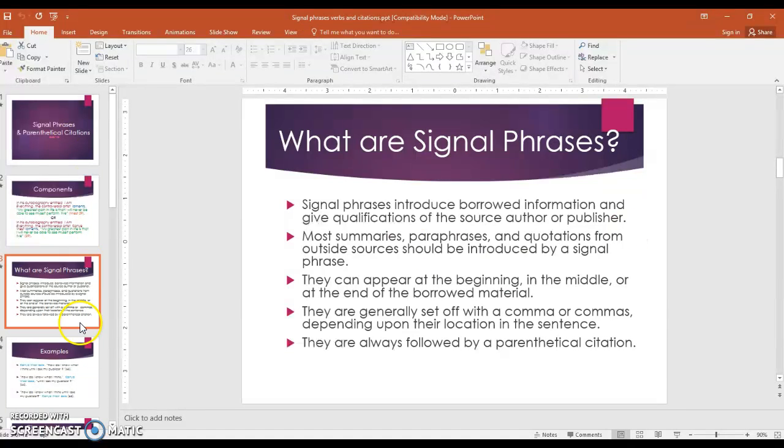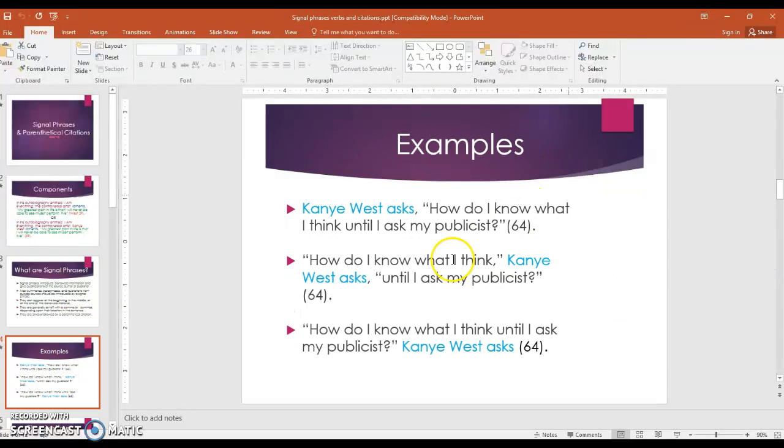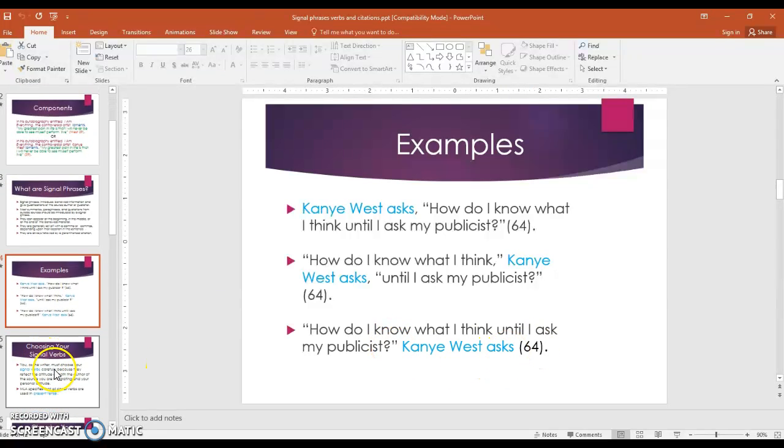All right, so I'm going to give you some examples. Some more Kanye West. I have no idea why I used him as my example, but I did. The blue is the signal phrase. Notice in the first example, it's at the beginning. I still have my parenthetical citation at the end though. In this example, it's in the middle. And in the last example, it is at the end. All right, let's keep moving.